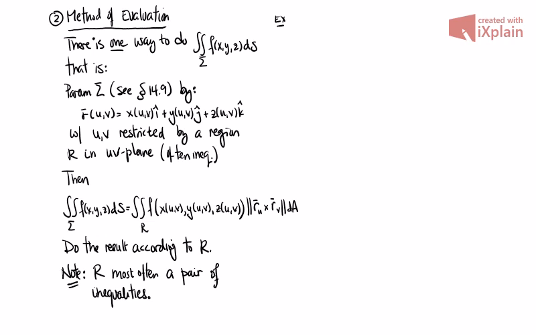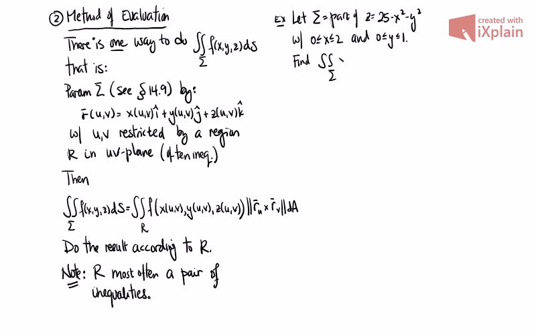So what we'll do is this. We'll say, let sigma be the part of z equals, say, 25 minus x squared minus y squared. That's a paraboloid opening down with x between 0 and 2 and y between 0 and 1. So it's sort of like a rectangular piece of paraboloid. And let's find the integral over sigma of x, y plus z dS.